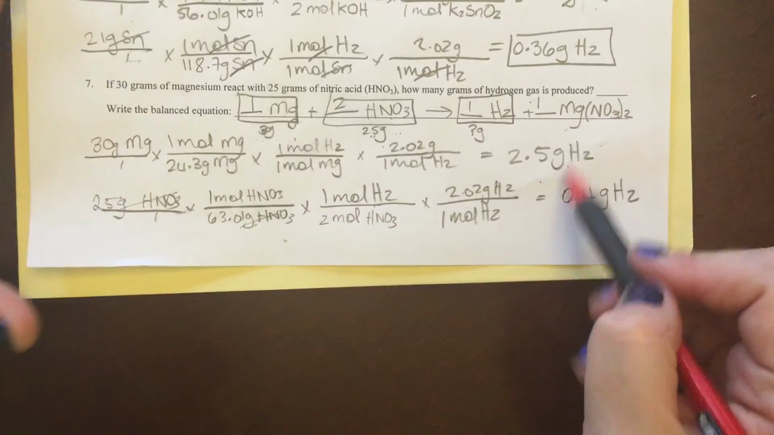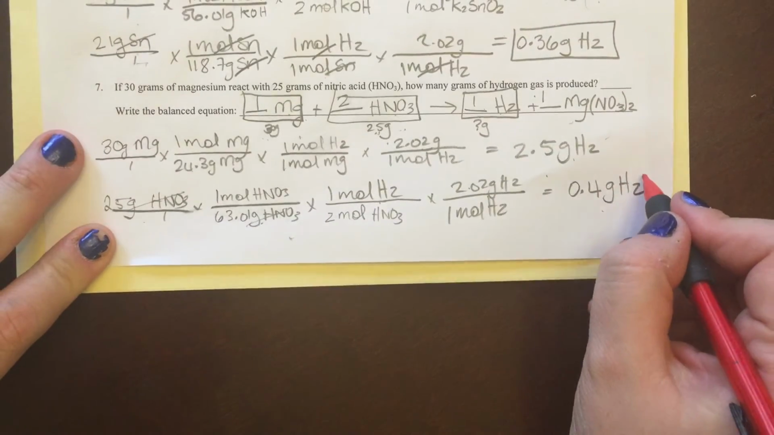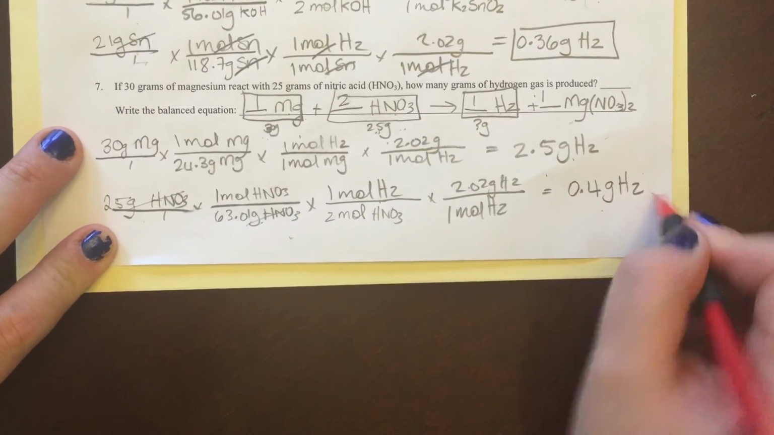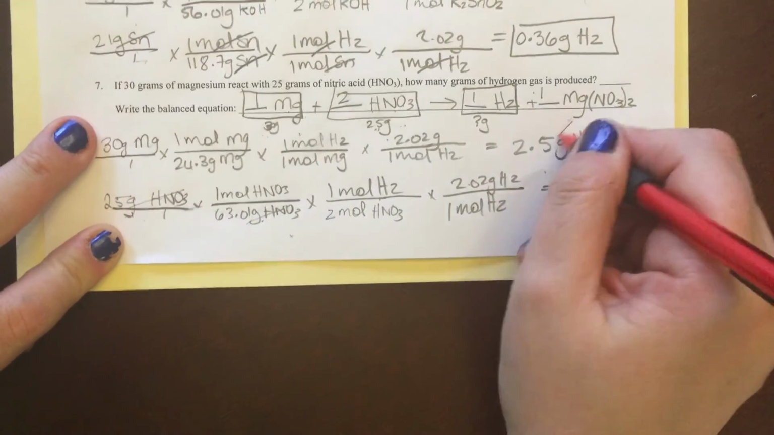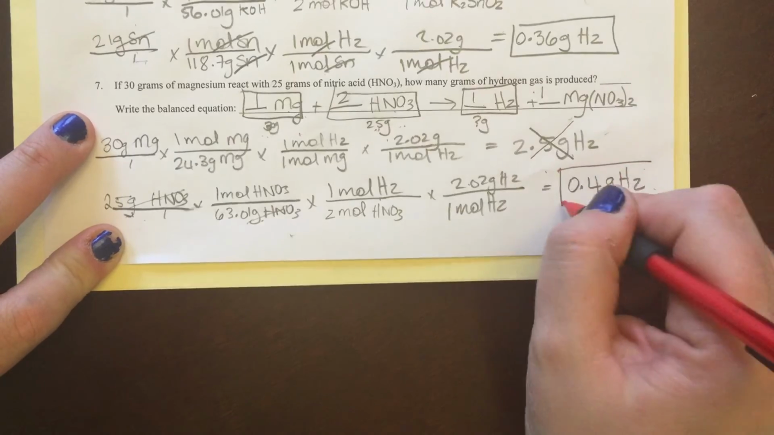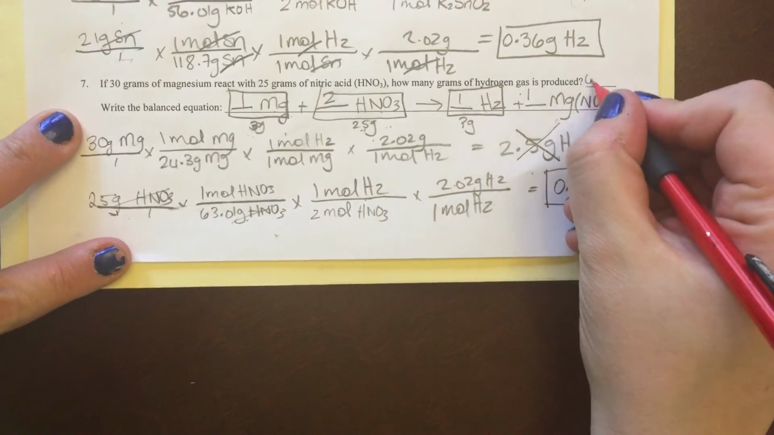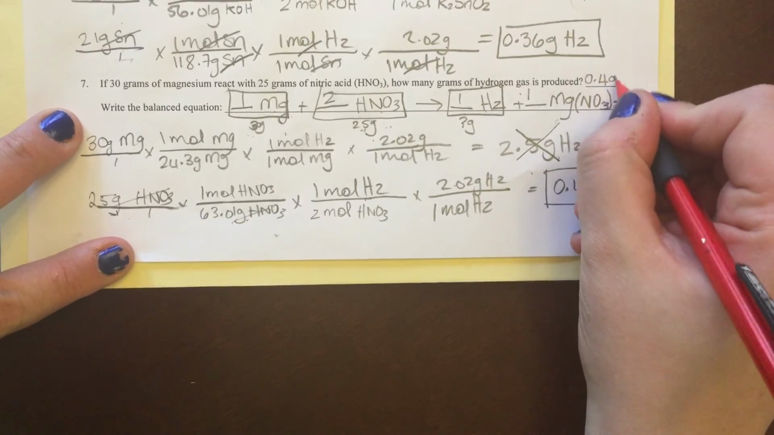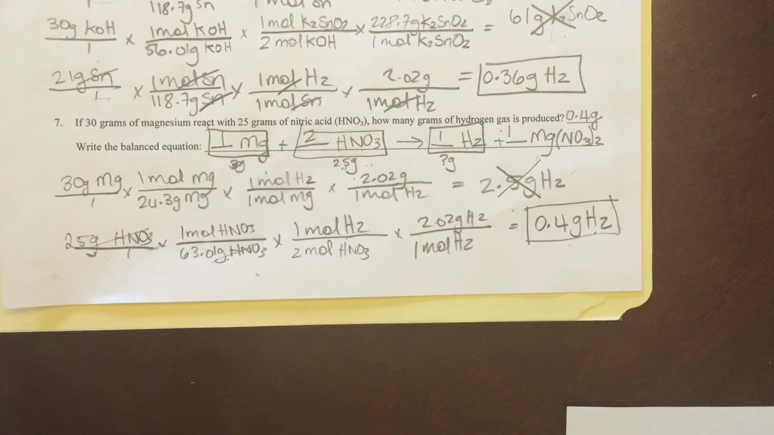So looking at these two, we see that given these two amounts of reactants, the most that we could make is this much hydrogen, based on the limiting reactant that we now know is nitric acid. So we're going to cross this out, circle the smaller one, and that is our answer to how many grams of hydrogen gas can be produced. We can produce 0.4 grams. And that is the answer to number 7.